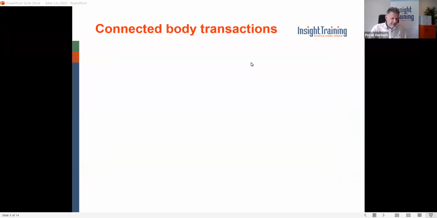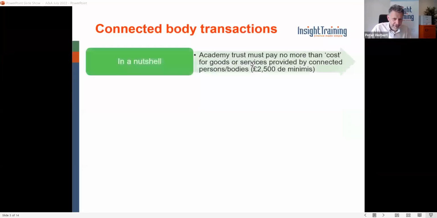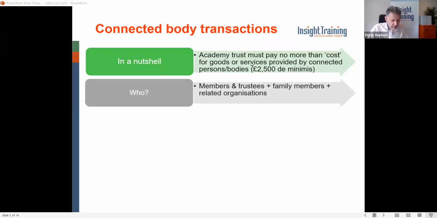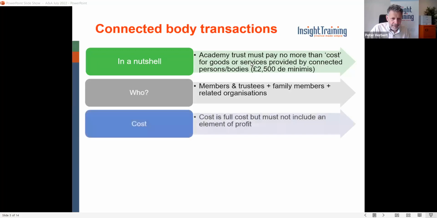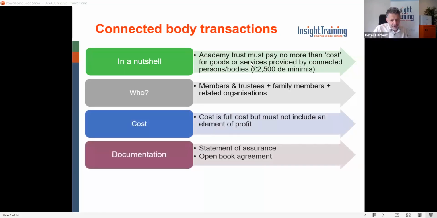Let's just summarize the way that these rules work. Connected body transactions: no more than cost can be charged. That's who's deemed to be connected. So I mentioned members and trustees and family members and their related organizations. No more than cost can be charged. The other requirements around statement of assurance and open book agreement and compliance with that regime will need to be disclosed in the notes to the trust's financial statements.